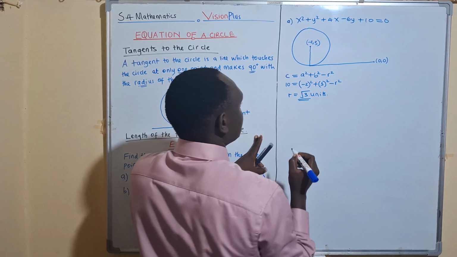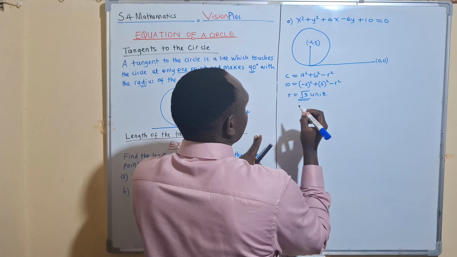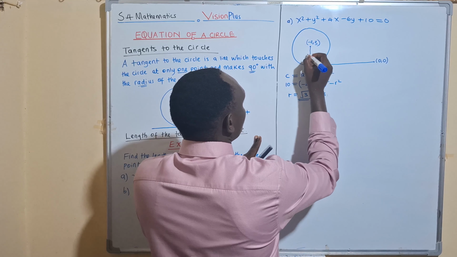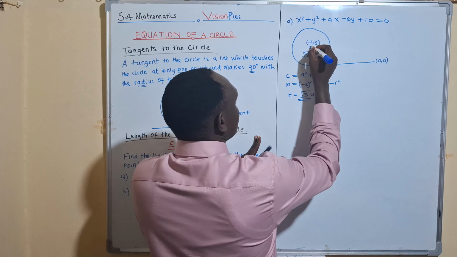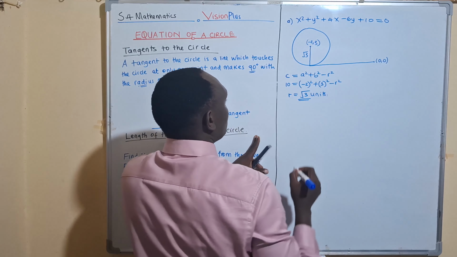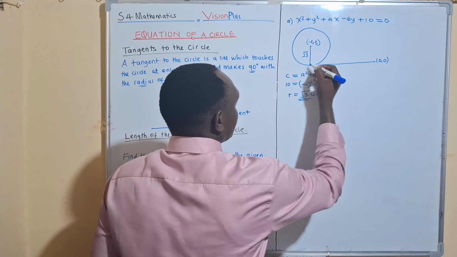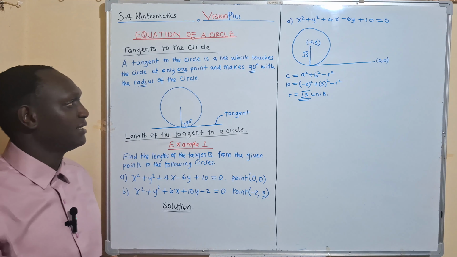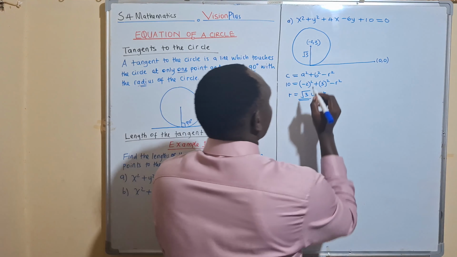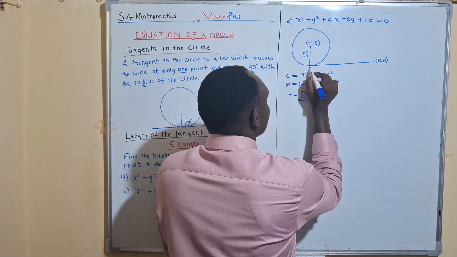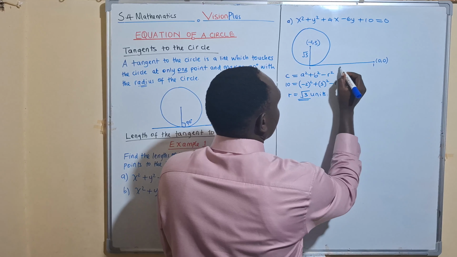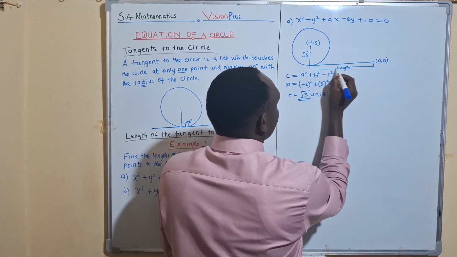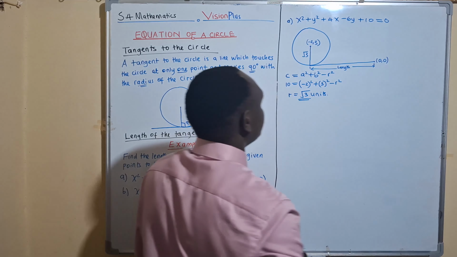That is the radius. Now, after getting the radius, it means that this distance here is root 3 units. That is from the center up to this point on the circumference where the tangent is touching the circle. Now, remember we are looking for the length of the tangent. That is the distance from here up to where it is coming. This is the length we are looking for.